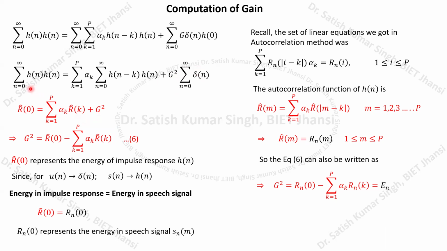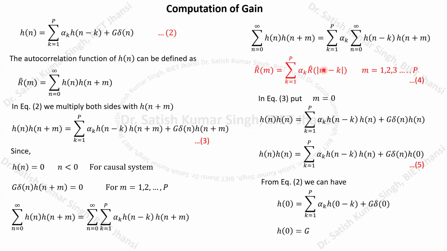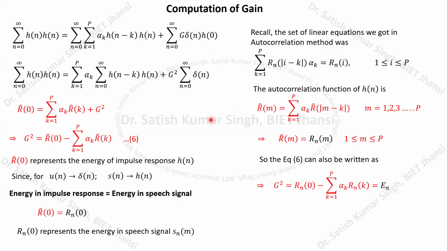In this equation, we have h[n] multiplied with h[n], where the m value is 0. Therefore this will be the autocorrelation function r cap 0. So this is equal to the sum over k equals 1 to p of alpha k r cap k, following this particular equation. Here the value of m was 0, so if you take the mod of minus k, it becomes k. So this is r cap k plus g square. This is the equation that we have got.